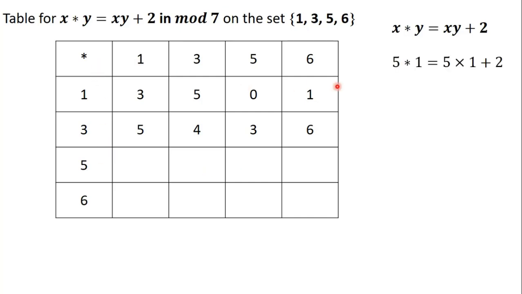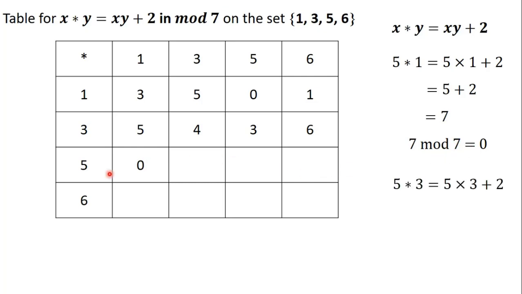5 star 1. 5 star 1 will be equal to 5 times 1 plus 2 because x is 5 and y is 1. So you have 5 times 1 plus 2. 5 times 1 is 5. 5 plus 2 will give us 7. 7 mod 7 is 0. The next one is 5 star 3. 5 star 3 is equal to 5 times 3 plus 2. 5 times 3 is 15. 15 plus 2 will give us 17. You find 17 mod 7. And 17 mod 7 is equal to 3.